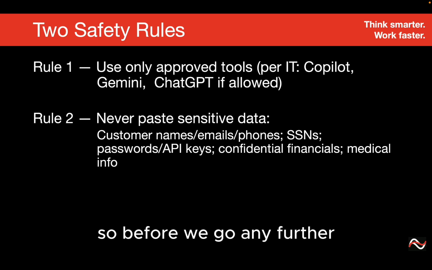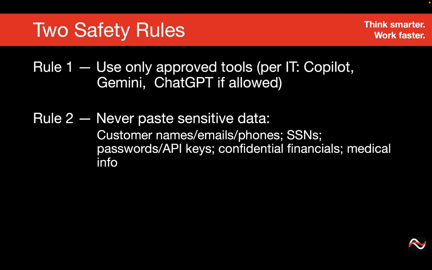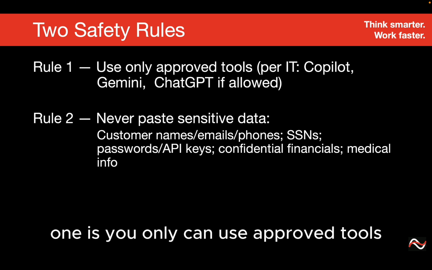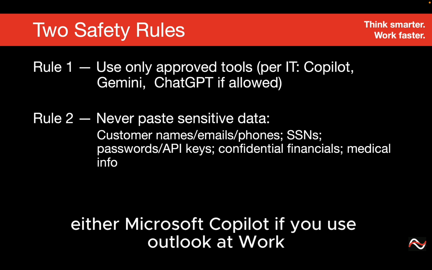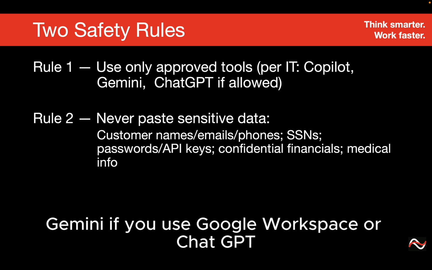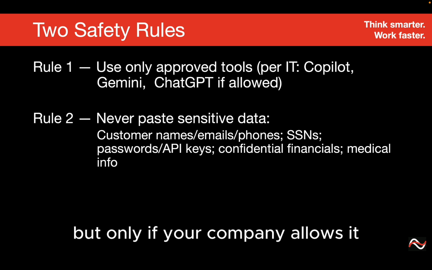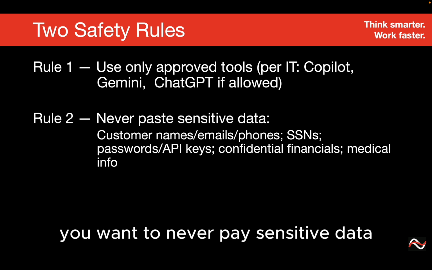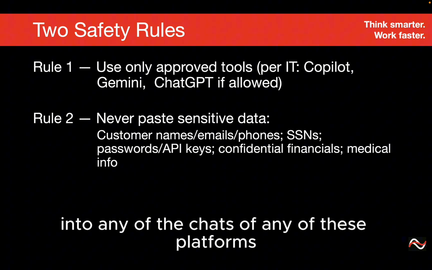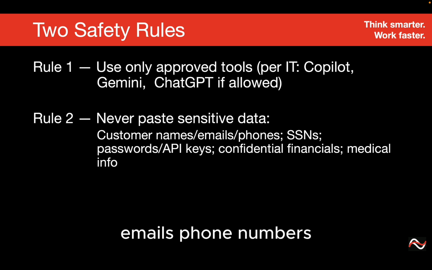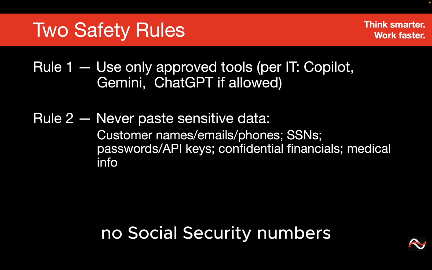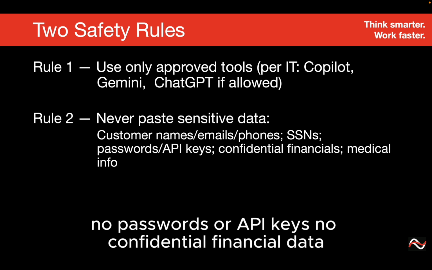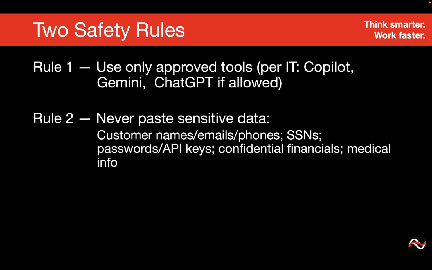Before we go any further, let's talk about 2 safety rules. One is you can only use approved tools: either Microsoft Copilot if you use Outlook at work, Gemini if you use Google Workspace, or ChatGPT, but only if your company allows it. Two, you want to never paste sensitive data into any of the chats of any of these platforms. That means no customer names, emails, phone numbers, no social security numbers, no passwords or API keys, no confidential financial data, and definitely no medical information.